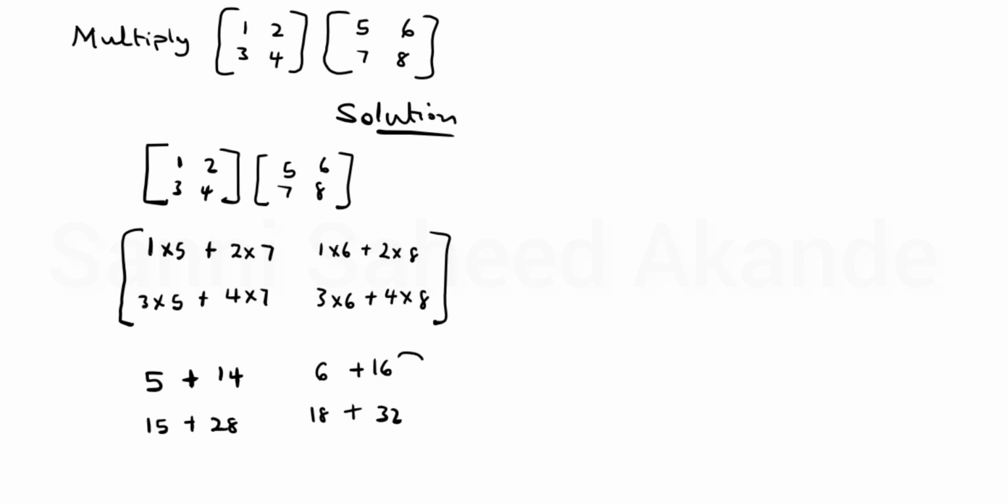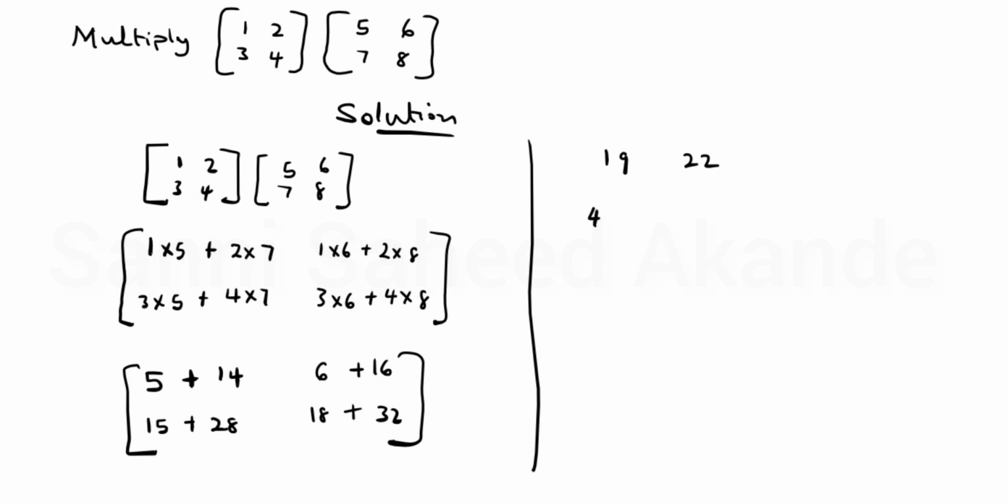Okay, so now let's add it together. So 5 plus 14, that will be 19. Then 6 plus 16, 22. 15 plus 28, that is 43. And then finally 18 plus 32 will give us 50. Okay, and this is the final answer to this question.